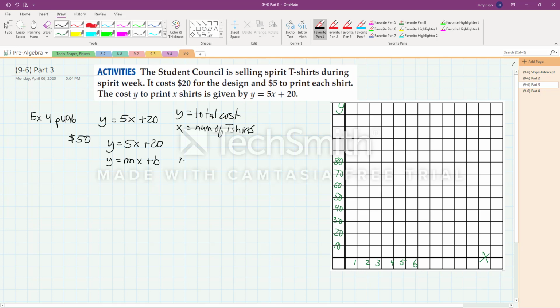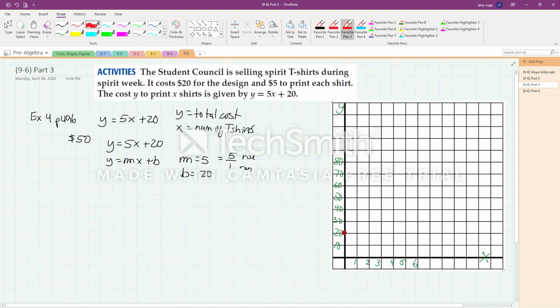So we do the same things now. M is equal to what? M is equal to 5. B is equal to what? B is equal to 20. So now what we have to do is come over here, and the first thing we do when we plot this, remember, is we plot B. So we come up here and there's 20, so there's B. Now how do we find the second point to plot? Well, we look at our slope. 5 here is equal to 5 over 1, so it's a rise of 5 and a run of 1.